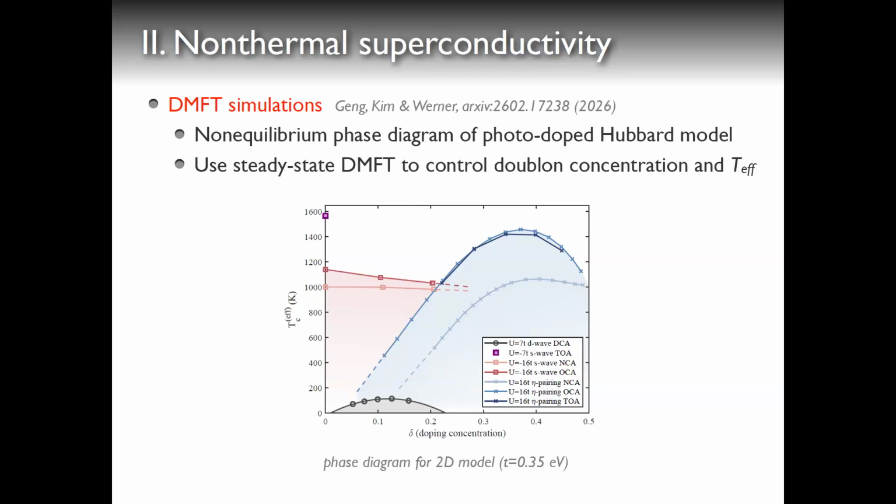Here's a very recent result where we mapped out the temperature-doping phase diagram of the photodoped Hubbard model and compared it to the equilibrium chemically doped Hubbard model. This dome here is the TC of the d-wave solution for the repulsive Hubbard model. It has a TC of about 100 Kelvin. The red line is the TC of the attractive Hubbard model, which is far higher, as we said before, but the attractive Hubbard model is hard to realize in a condensed matter system.